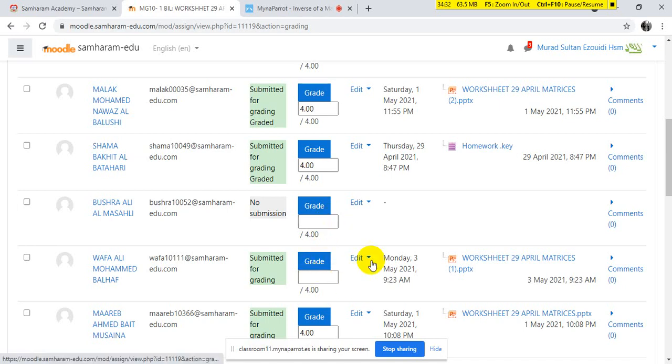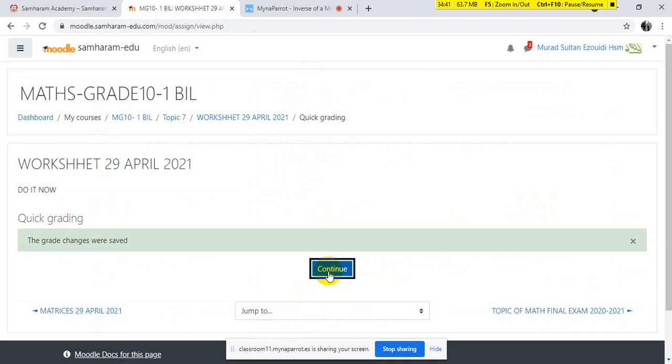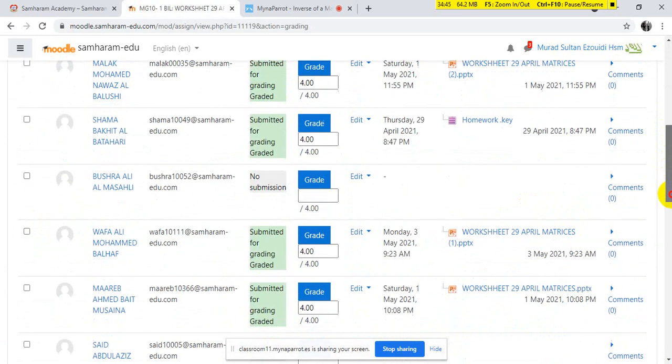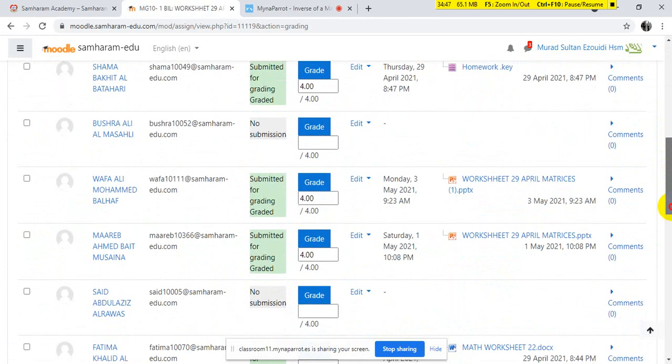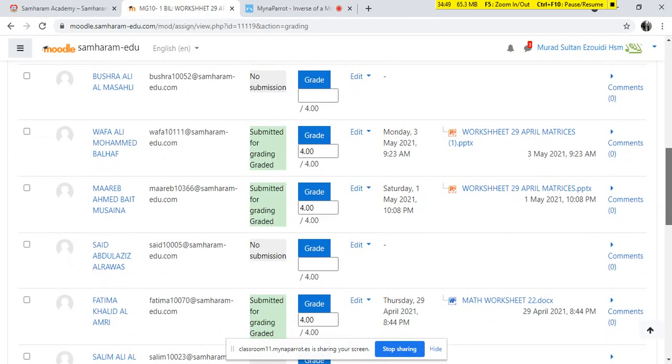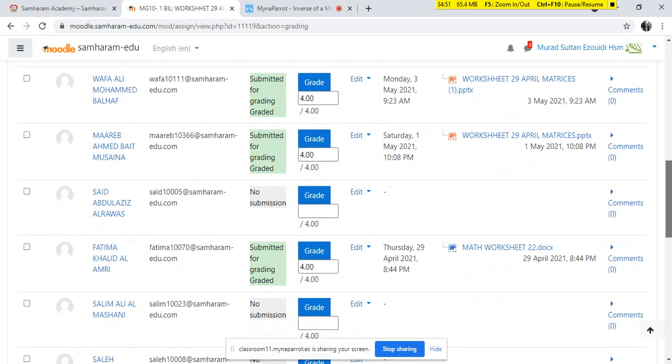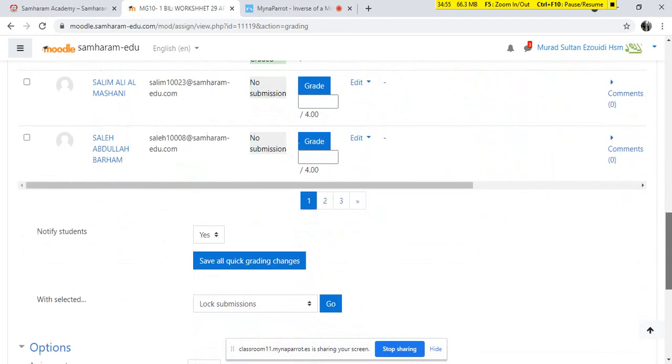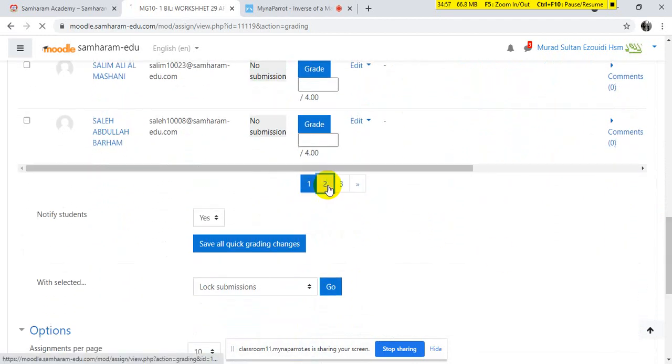And Wafa, where is Wafa? Wafa, okay, I will grade it now. Okay, Wafa, you got your 4 marks. Clear? I will go to the next. So, Bushra, we told she has to do it. Wafa, finished. Okay, Fatima, good, 4 marks. Okay, we move to the next page.